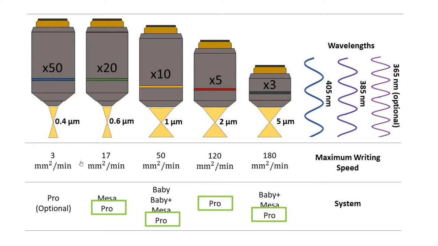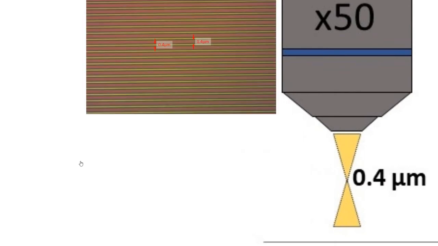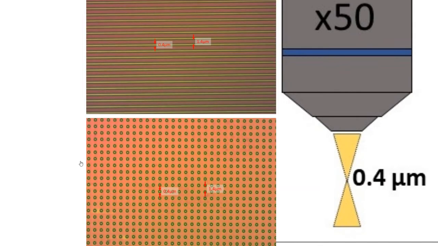The Pro can also be equipped with a x50 lens that makes it possible to expose 400 nanometer wide structures. The top image shows 400 nanometer wide lines separated by 1.4 microns, and the bottom picture shows 400 nanometer dots.